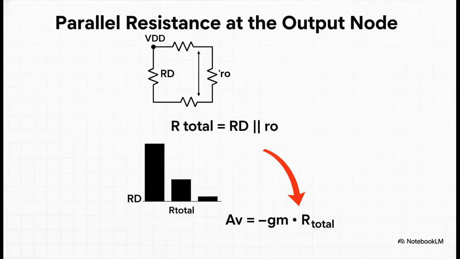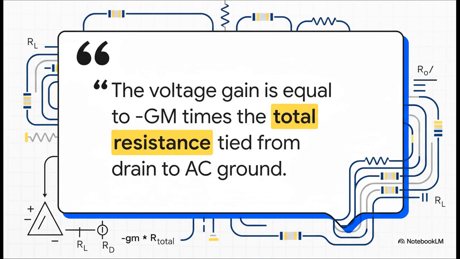Now check out how this changes our gain formula. This new internal resistor, RO, shows up in parallel with our external resistor, RD. And here's the thing about parallel resistors. The total resistance is always less than the smallest individual resistor. This means our real-world gain will always be less than what our simple, ideal formula predicted. This really drives home a powerful rule of thumb. The gain of this amplifier is always going to be negative GM times the total resistance it sees looking out from its drain. This new resistor, RO, is just part of that total picture now, and it's always there pulling the gain down a bit.